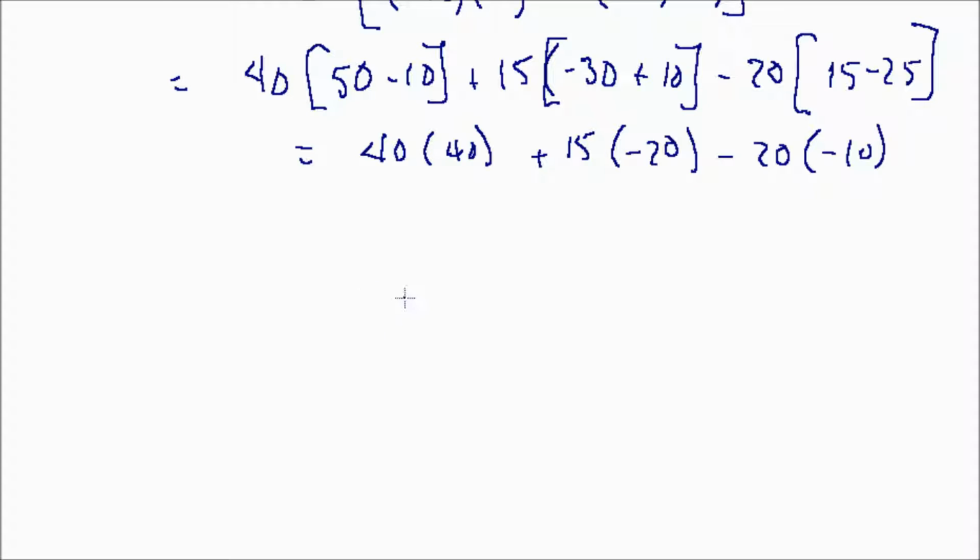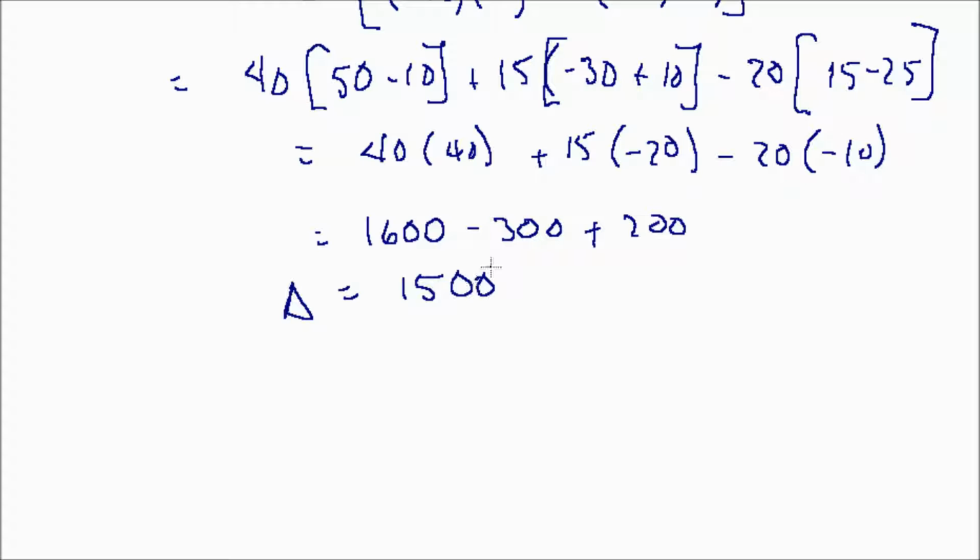Let's scroll up just a bit. That is equal to 1600 minus 300. Plus 200, and that comes out to delta is equal to 1500.